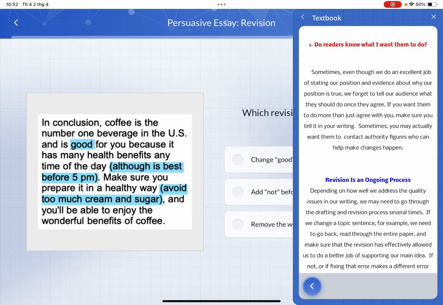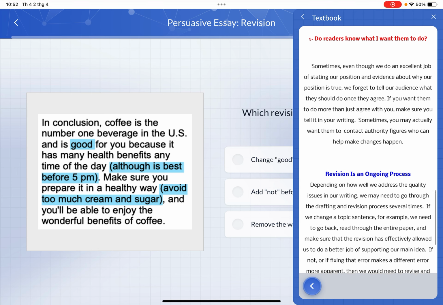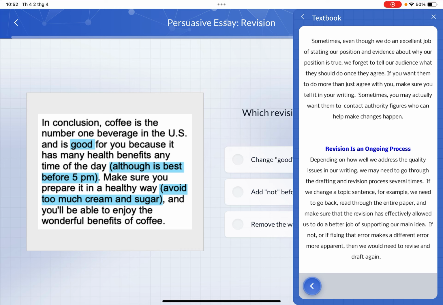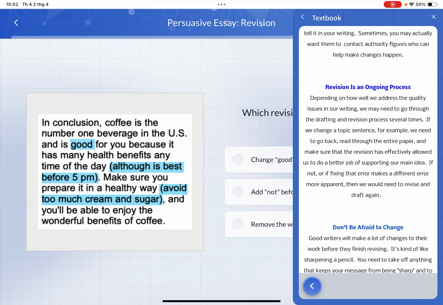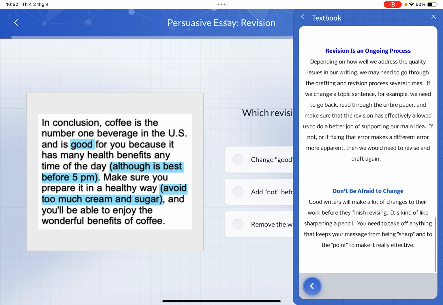And lastly, we need to ask ourselves, do readers know what I want them to do? Sometimes, even though we did an excellent job of stating our position and evidence about why our position is true, we tend to forget to tell our audience what they should do once they agree. If you want them to do more than just agree with you, make sure you say it in your writing. Sometimes you may actually want them to contact authority figures who can help make change happen.